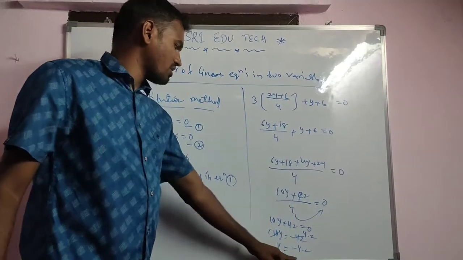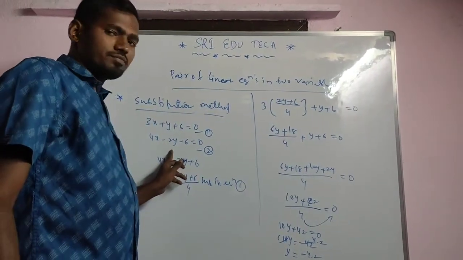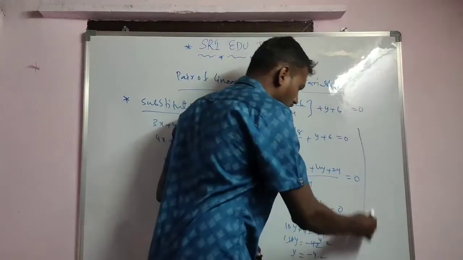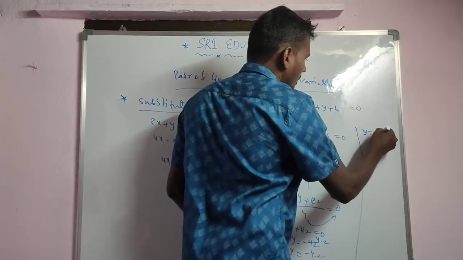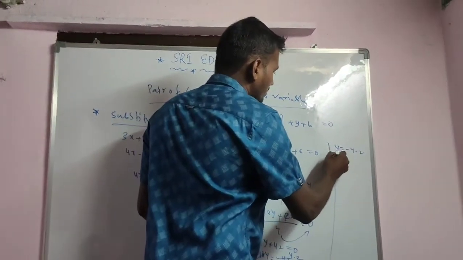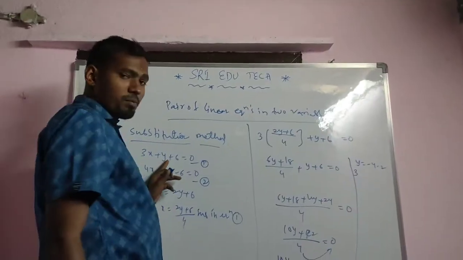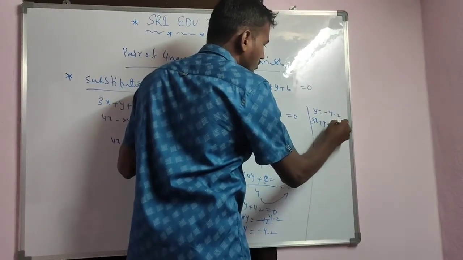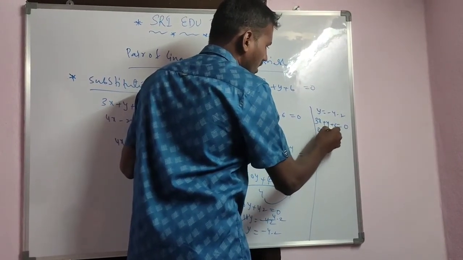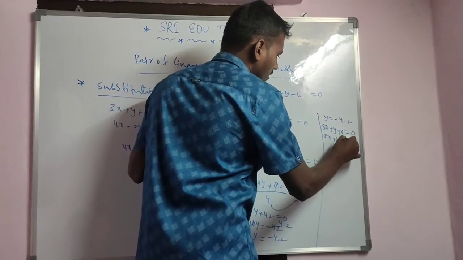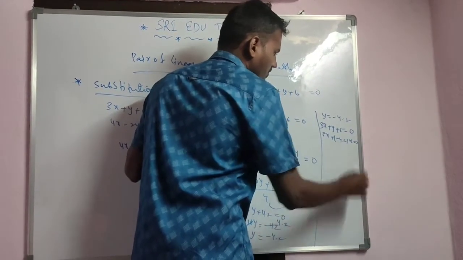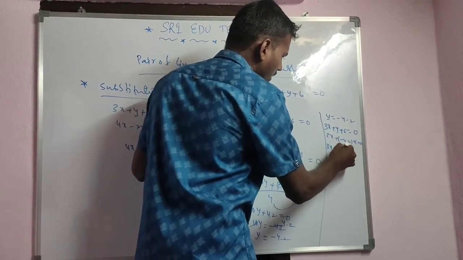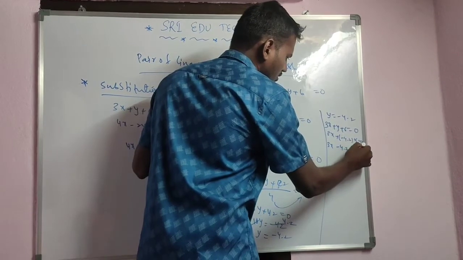Right? This minus 4.2, substitute in equation number 1. Then we get the x value. I am substituting y is equal to minus 4.2. Then what is equation number 1? 3x plus y plus 6 is equal to 0. Then 3x plus y means minus 4.2 plus 6 is equal to 0. Then 3x minus 4.2 plus 6 is equal to 0.